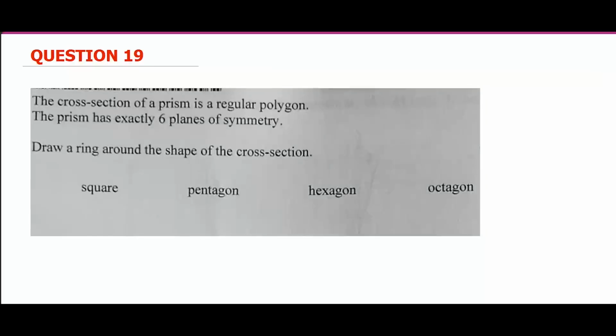So let's go to question number 19. The cross section of a prism is a regular polygon. The prism has exactly 6 planes of symmetry. Draw a ring around the shape of the cross section. So it will be hexagonal prism. That is the regular polygon. It is a hexagonal prism. So that's when you have 6 planes of symmetry.